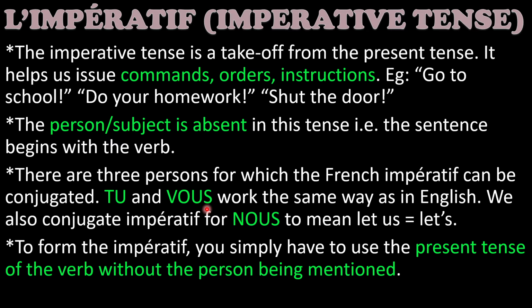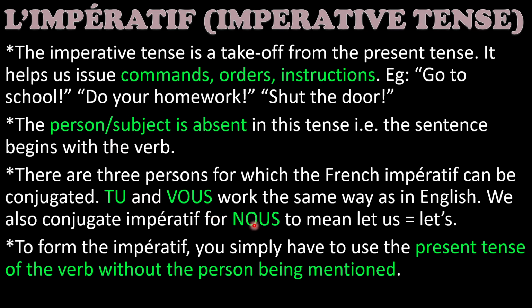Now there is a third person which we conjugate the imperative for in French, which is nous. We do not have the nous form in English. We do not have an imperative for we, but in French we do. And now when you conjugate the imperative for nous, it changes a little bit. The meaning of the sentence becomes let's shut the door. Let's go to school. Let's do our homework. You get that meaning. You get that new word introduced in the sentence, let's, whenever you're conjugating the imperative for nous.